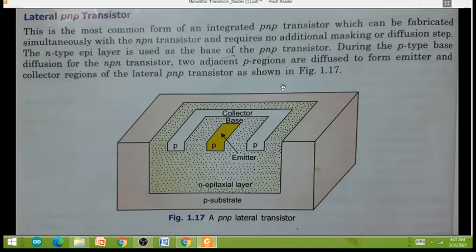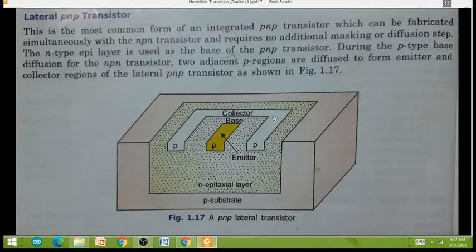So P regions are diffused from the emitter and the collector regions, and the lateral PNP transistor is as shown over here. So only a short question can be asked, that is whether an extra mask is needed or not, and secondly how the epitaxial layer is working in the case of a lateral PNP transistor. The answer is it is nothing but your base.